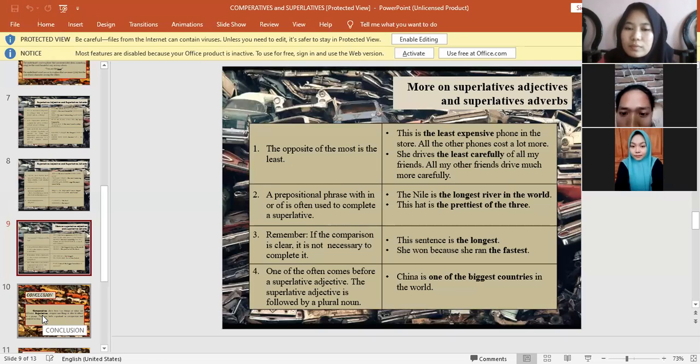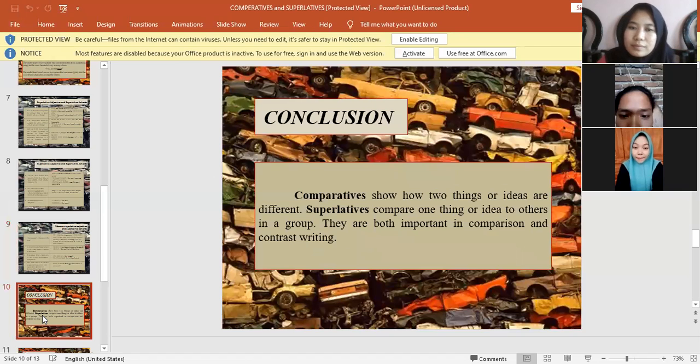Four, one of the often comes before a superlative adjective. The superlative adjective is followed by a plural noun. For example, China is one of the biggest countries in the world.